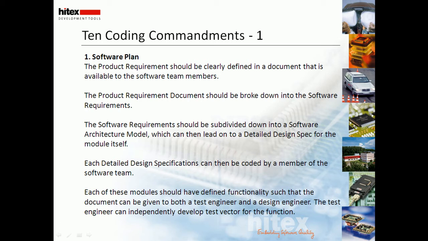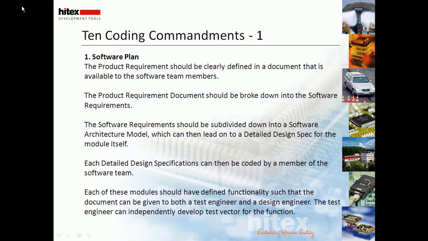Coding Commandment number 1 indicates that a software plan is required. The product requirements should be clearly defined in a document that is available to all members of the software team. The product requirements documents should be broken down into software requirements, and the software requirements should be subdivided down into some kind of software architectural model, which can then lead on to a detailed design specification for that module itself. And what I mean by a module is a C-source function or a collection of functions that perform a specific task. Each detailed design spec can then be coded by a member of the software team.